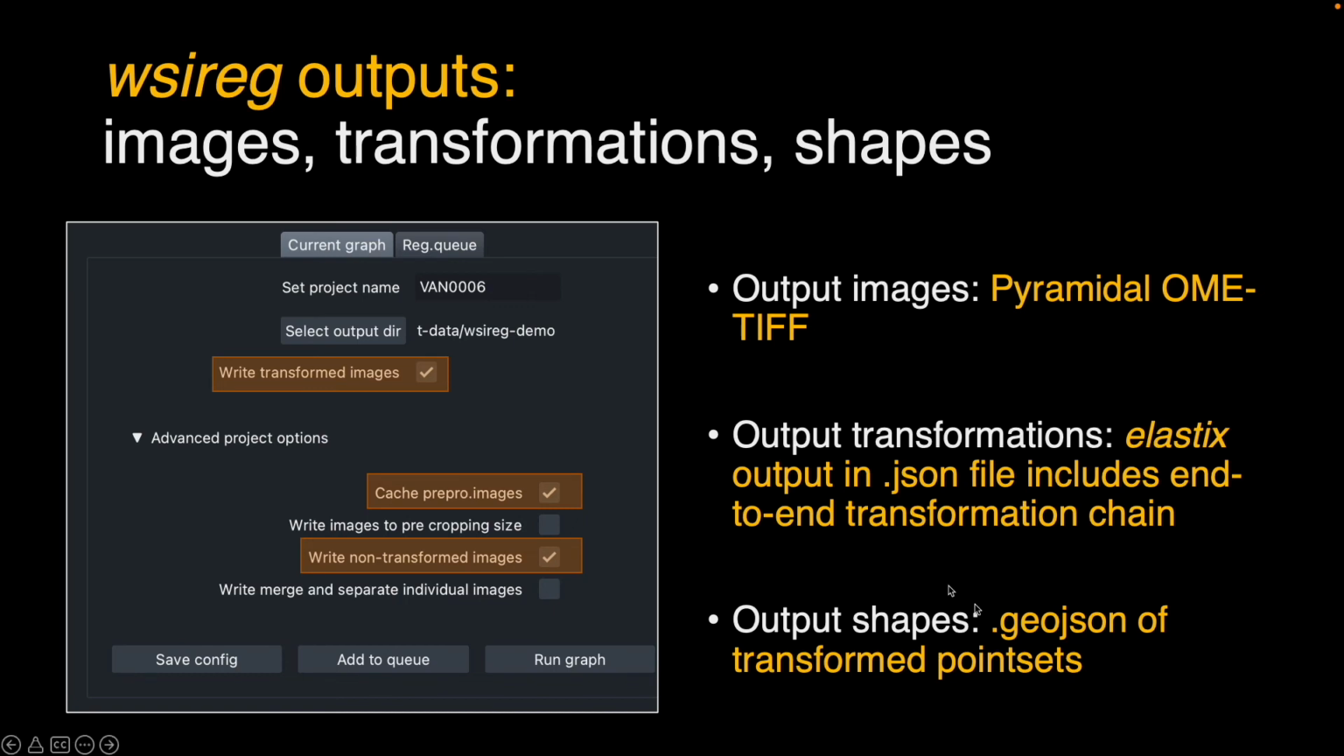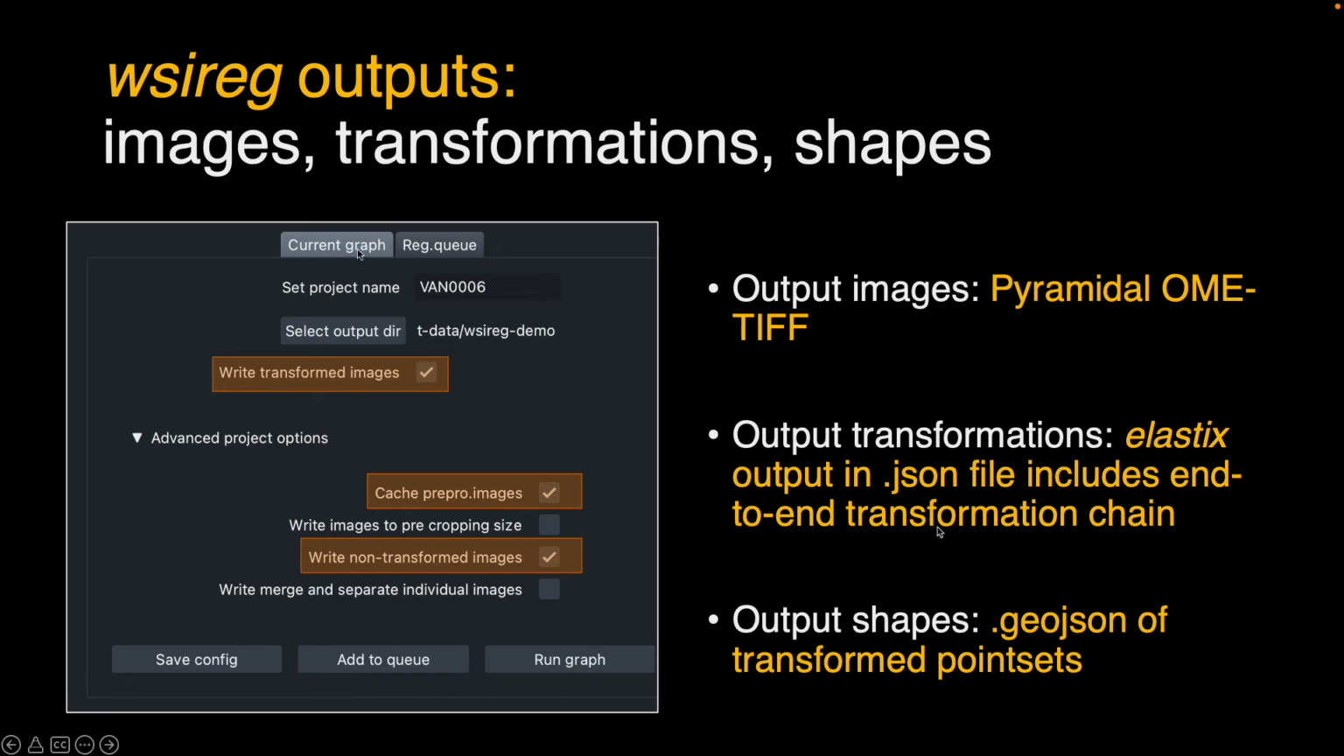So for instance, if your modality had a direct and several indirect transformations, they're all saved there in that JSON file. Finally, output shapes. Any shape data that comes in is usually a GeoJSON, but it's always output at least as a GeoJSON. So these are the transformed point sets, and that keeps all of the metadata that was originally in the GeoJSON. If you have any properties associated with the shape, those are maintained, though not recomputed.